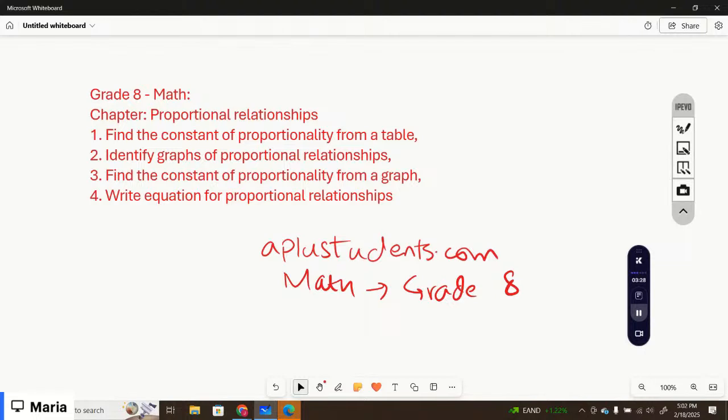We're going to start with the lesson: find the constant of proportionality from a table. Then identify graphs of proportional relationships, find the constant of proportionality from a graph, and write equation for proportional relationships. So please make sure you have your notebook and pencil so that you can note down the important examples and definitions as well.